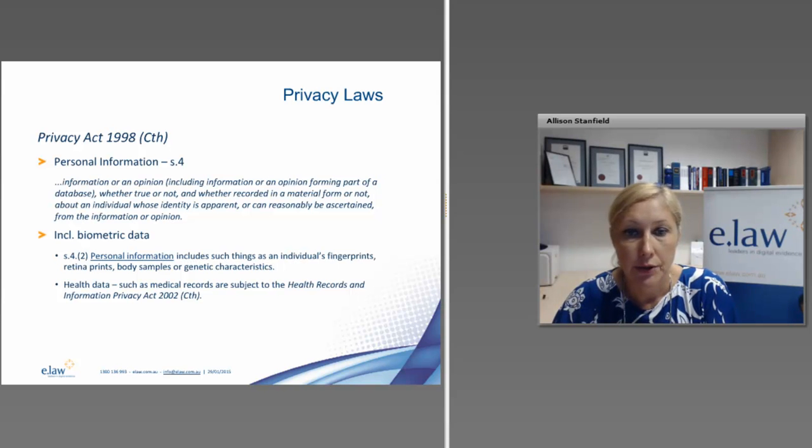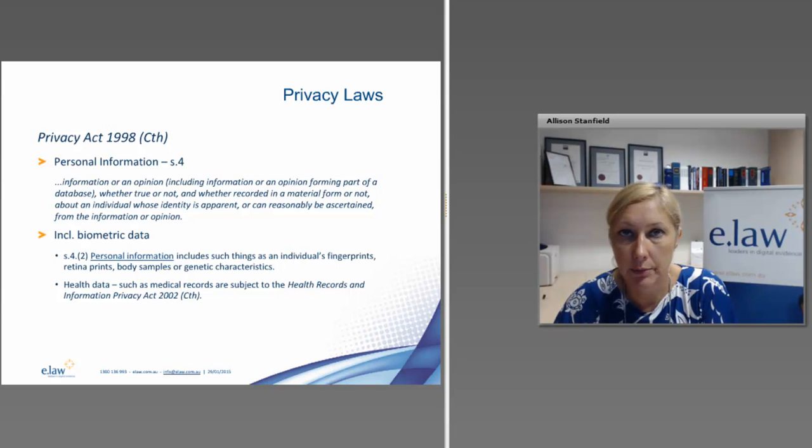All right, so I'll turn to privacy laws. The Commonwealth Privacy Act is designed to protect personal information. There's a definition of personal information in Section 4, which is information or an opinion, whether true or not, and whether recorded in material form or not, about an individual whose identity is apparent or can reasonably be ascertained from this information or opinion.